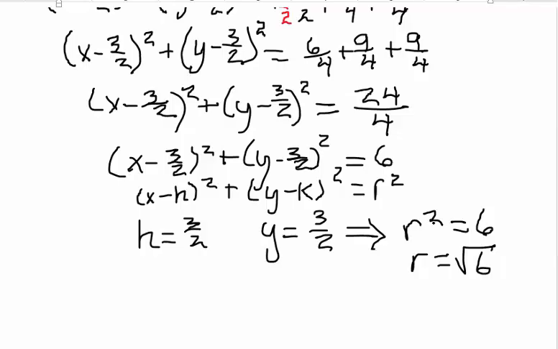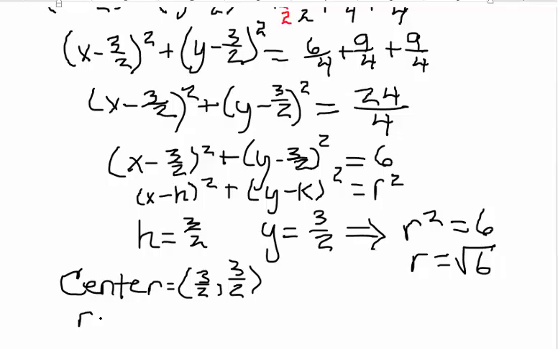Normally, if we applied the square root property here, we would get r is plus or minus the square root of 6. But since we know r has to be a positive number, we discard the negative square root, and only the positive square root applies. So our center is the point 3/2, 3/2. And our radius is the square root of 6.